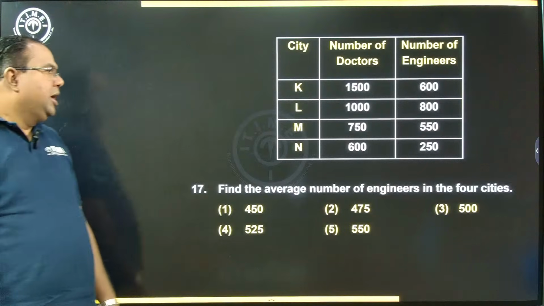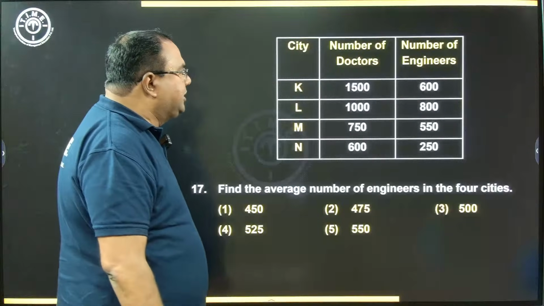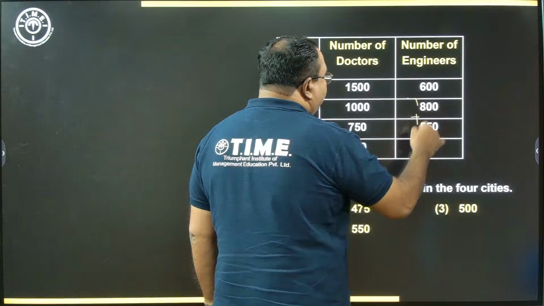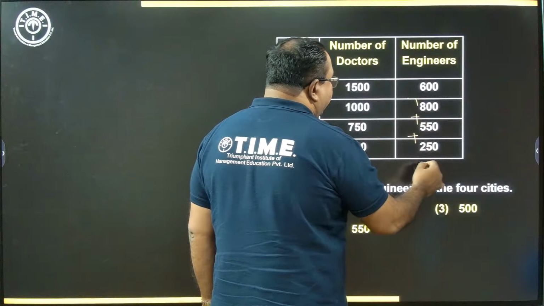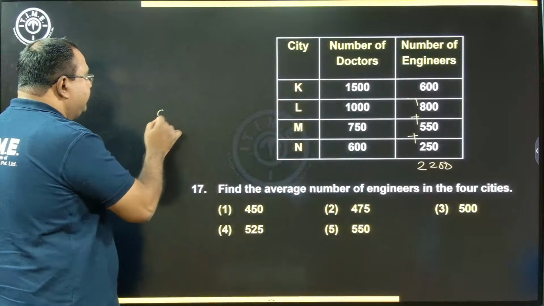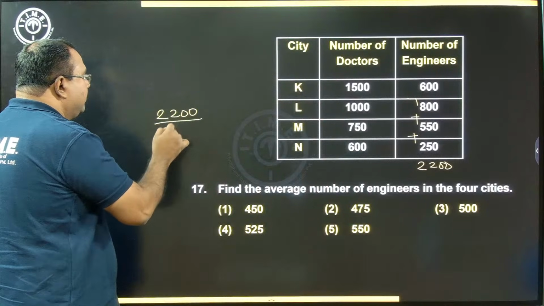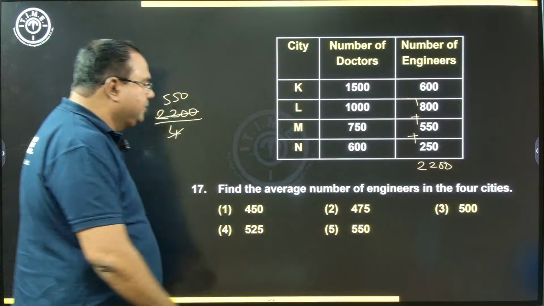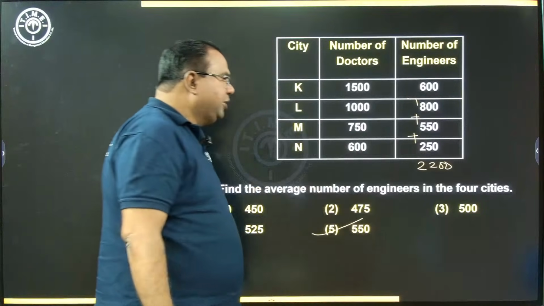Try this question. Average number of engineers in the 4 cities. Add these engineers. This is 1400, 800, 2200. 2200 divided by 4 cities. 550. 550 should be your choice 5.